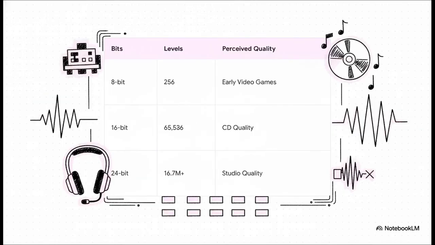And you can literally hear this difference in your everyday life. 8-bit resolution gives you that classic crunchy sound from old video games. 16-bit is what we think of as standard CD quality, which is pretty darn good. But professional recording studios use 24-bit resolution to get an incredibly detailed, high-fidelity sound. It's simple. More bits equals more realism.